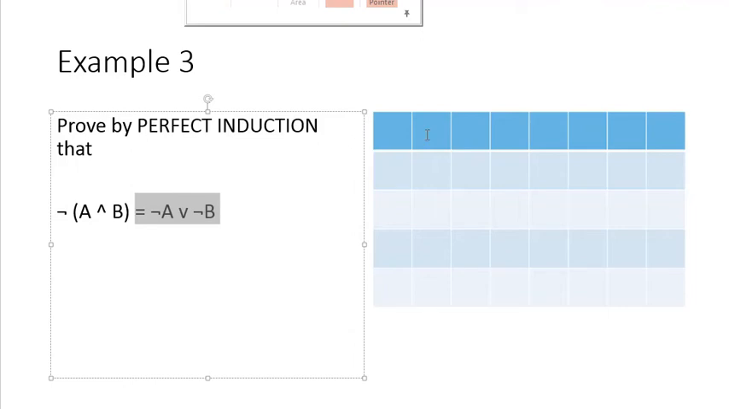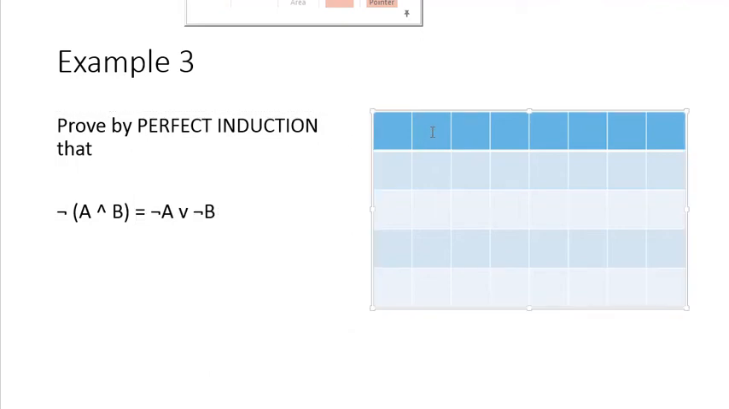To start off with, you have to generate all possible values for A and B. To do this, we use our standard pattern, and we know we have 4 rows because each variable has 2 states, and 2 times 2 is 4. So we begin with our normal pattern 0, 1, 0, 1, and we then double the pattern up, double 0, double 1. Only 4 states because there are only 2 variables.